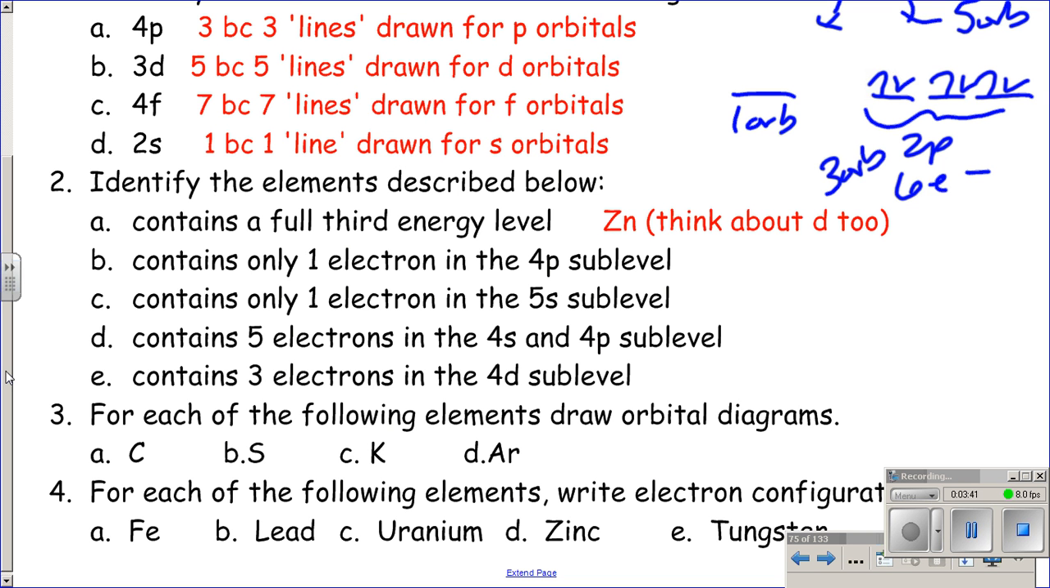And then D contains 5 orbitals, with the S and P sublevels. How many electrons can S hold? You just told me.